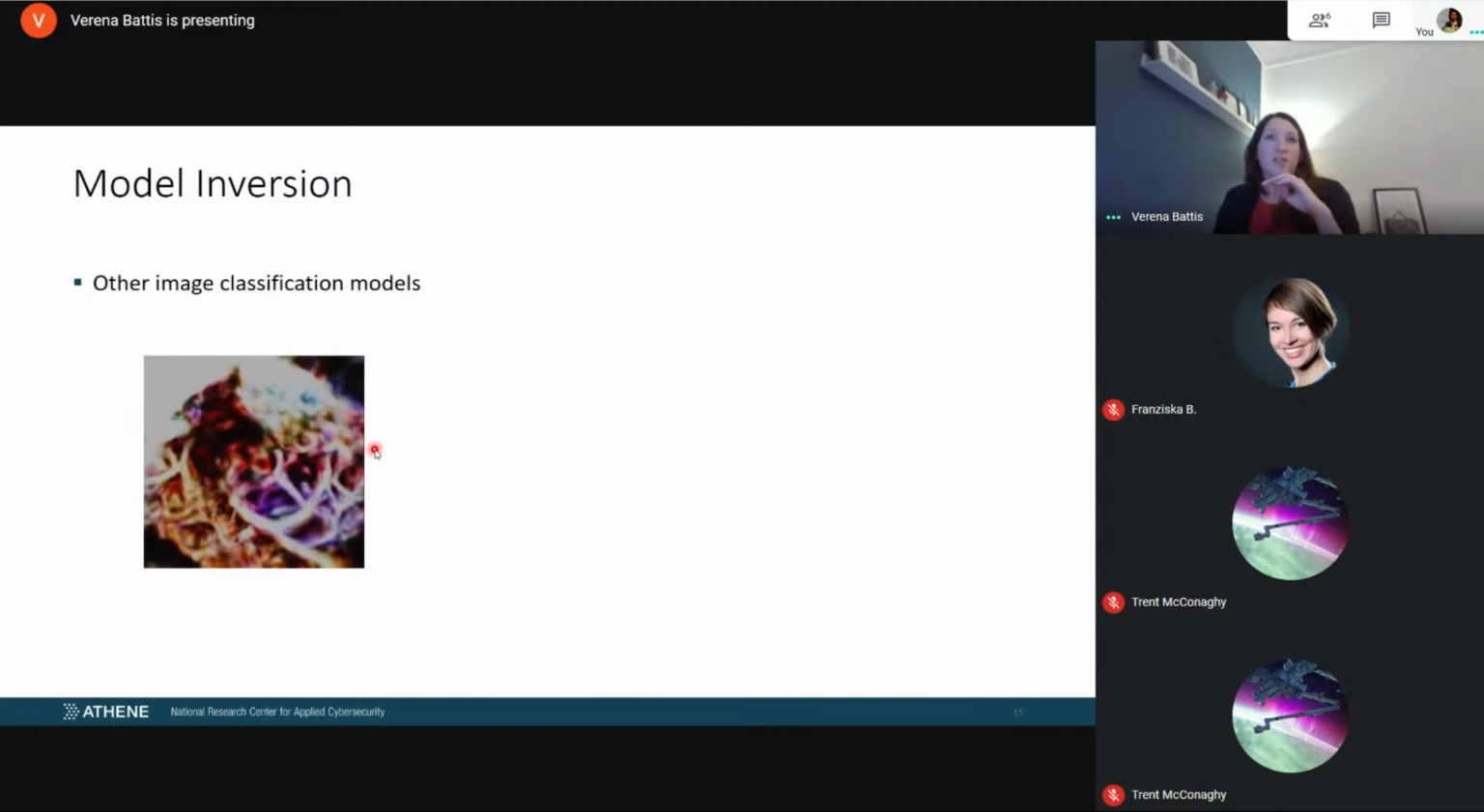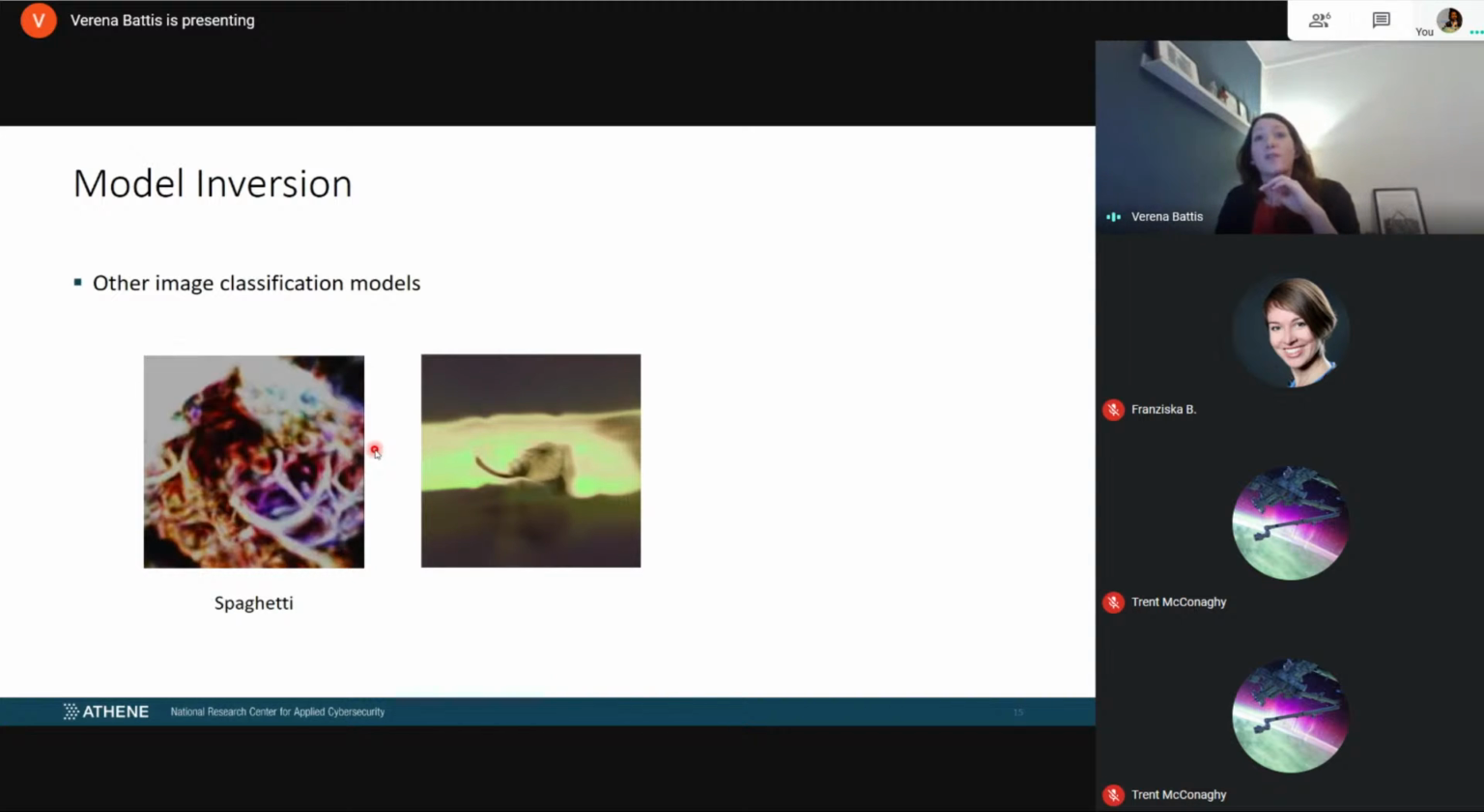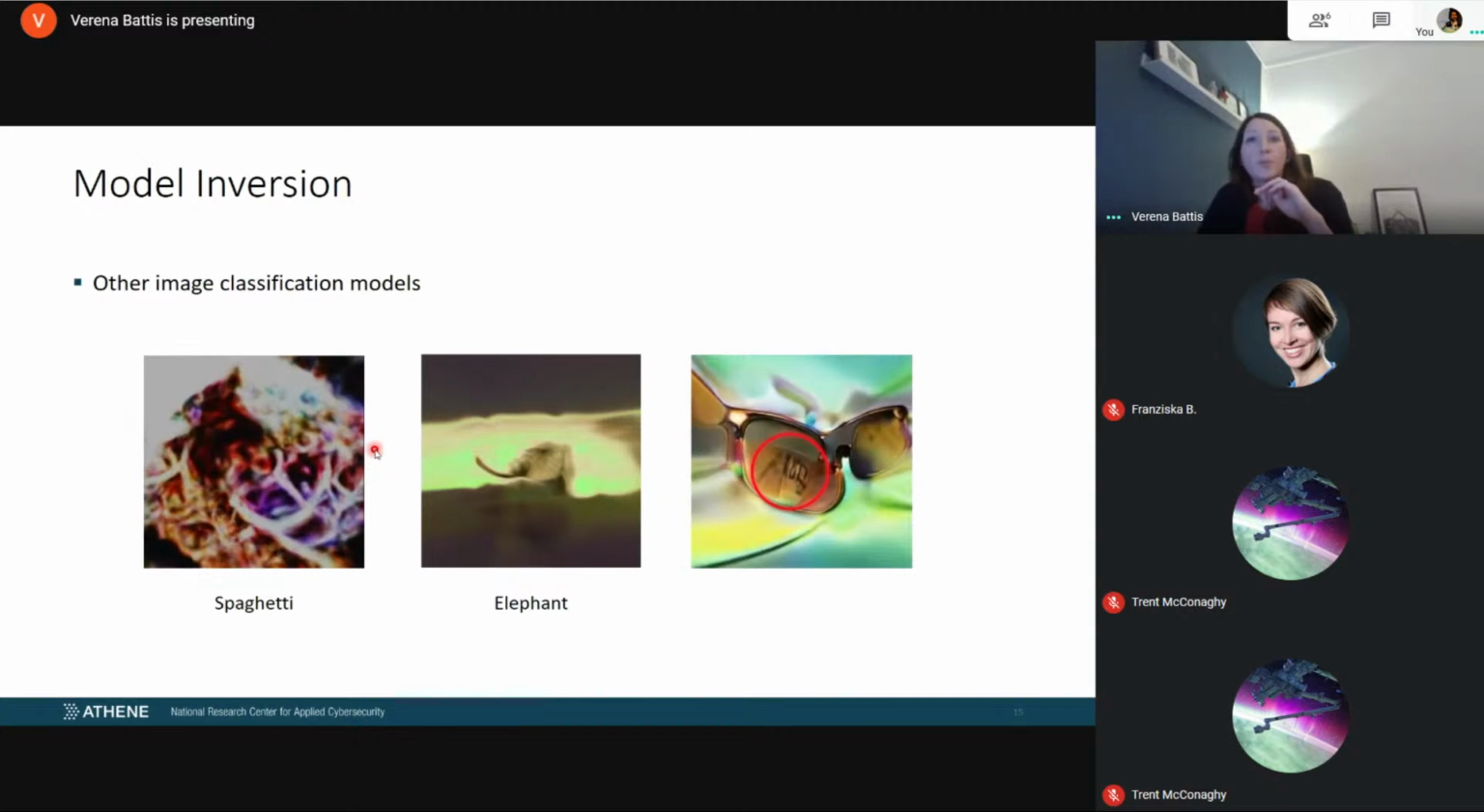Those are reconstructions based on the Food-101 dataset. The picture looks a little bit gross, but some of you might realize that this is a representation of the class spaghetti. This is a reconstruction from the ImageNet dataset, and I think it's much easier to see that there's an elephant in this picture. And also one based on the ImageNet dataset, this is the class sun.